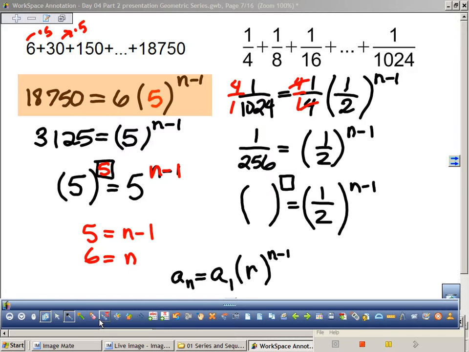Okay, so can I see it on your whiteboard? Did you guys solve for n? It's not perfect yet. It doesn't have to be perfect. Let's see it. Come on.